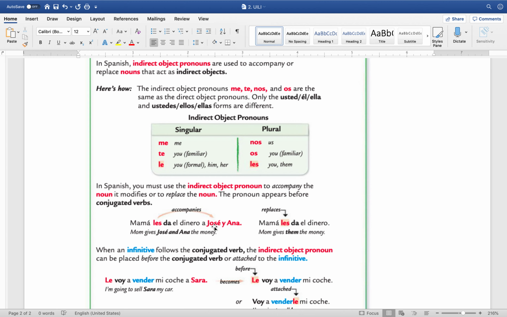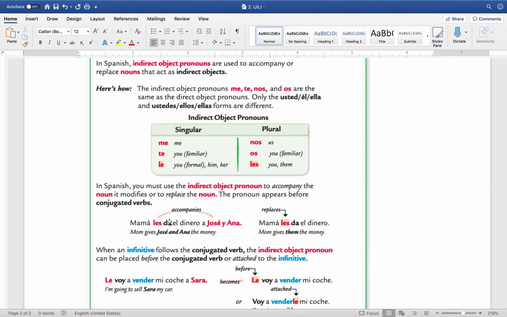You can leave José and Ana there if you want to. Yes, you can do that. Or you can leave it out, like here: Mamá les da el dinero. You leave it out. But you always place the pronoun in front of the verb if it's only one verb, okay?